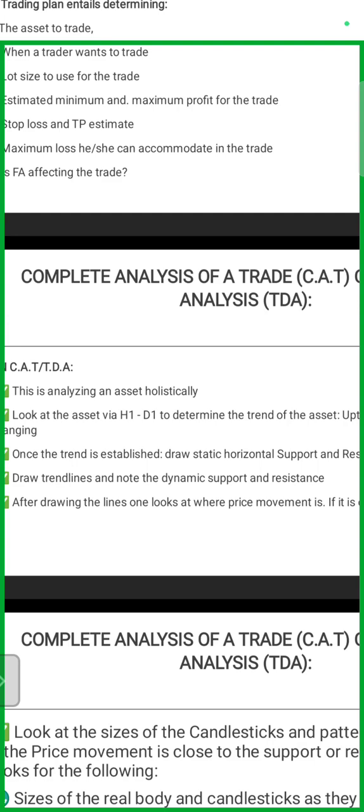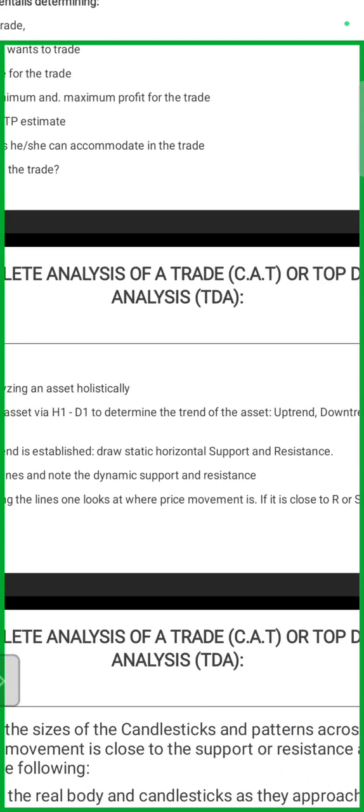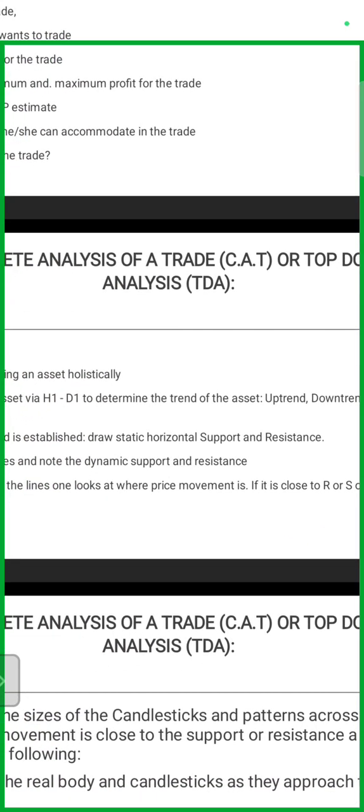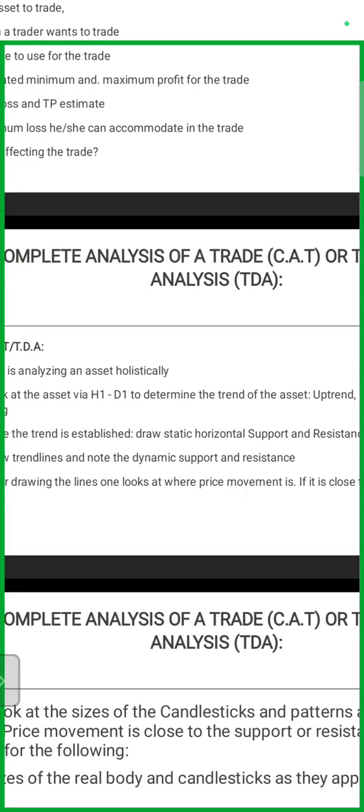Then after drawing the lines, you now look for where the price movement is, the current support, the current resistance. Is it close to resistance, is it close to support, or far away? You should be able to know if it's close to support. Then what do you do? You buy, or you wait for a retest before you enter a buy. If it's close to resistance, what do you do? You sell, or you wait for a breakout and then retest. So it's as simple as that.